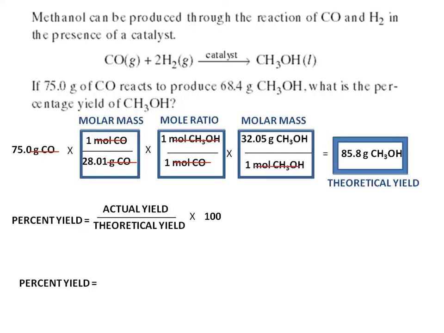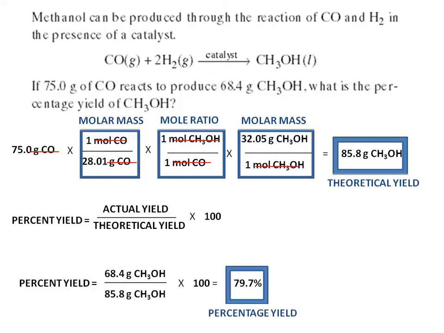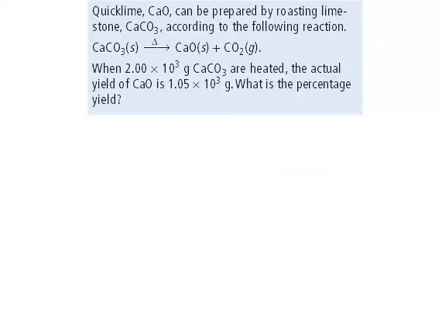Percent yield is actual over theoretical. The actual in the problem, it says it's 68.4. The theoretical is 85.8. We calculated that. Multiply by 100 and we get 79.7. So percentage yield is just actual divided by theoretical, and then multiply by 100 to get the percentage. The important part is doing the gram to gram conversion. Grams of the known to grams of the unknown.